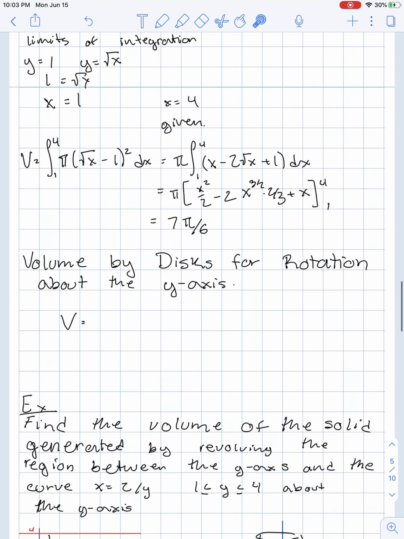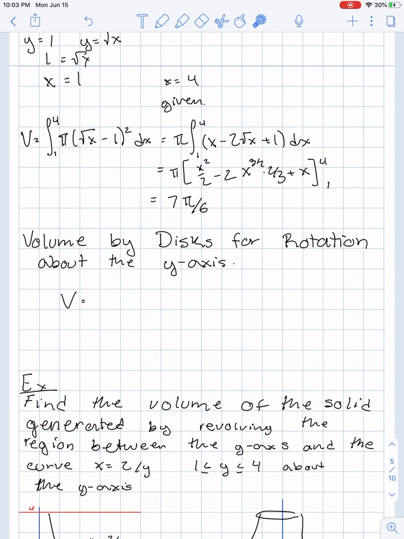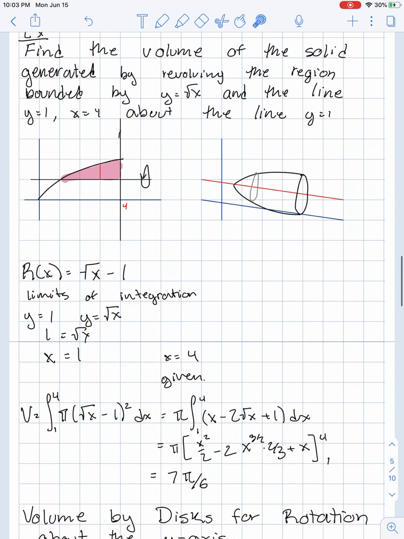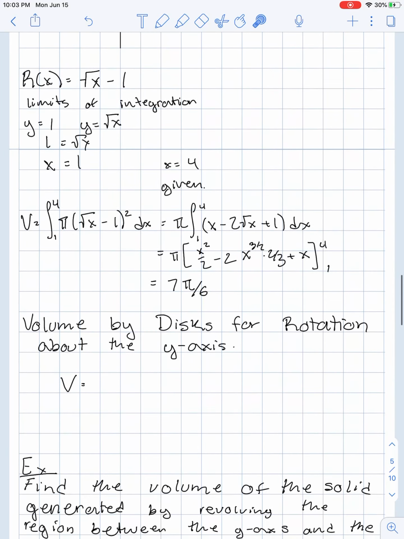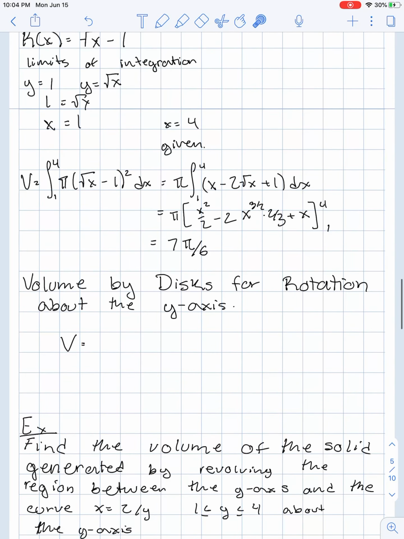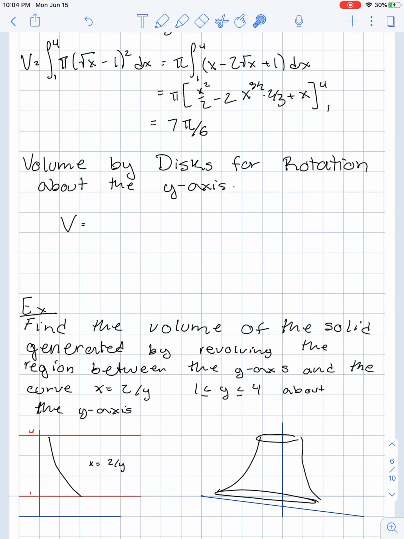So now we're going to talk about the volume by disks for rotation about the y-axis. We talked about the x-axis. We even talked about rotating about other things parallel to the x-axis. So now let's talk about rotation about the y-axis.